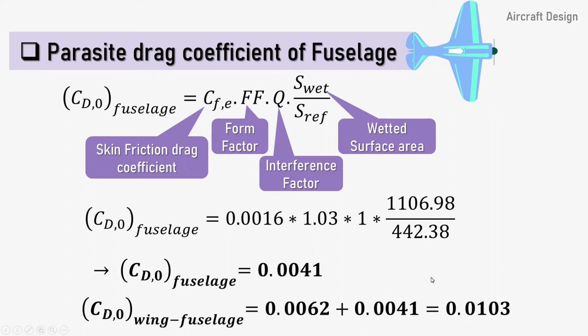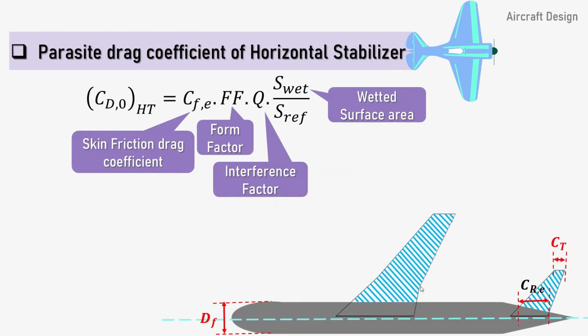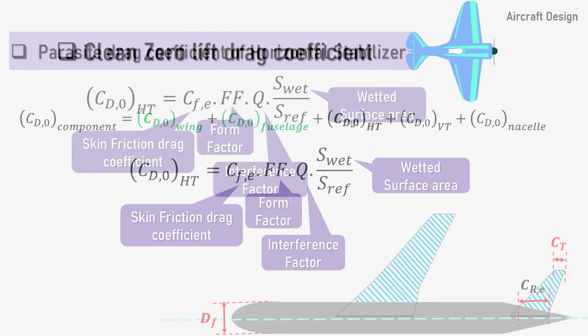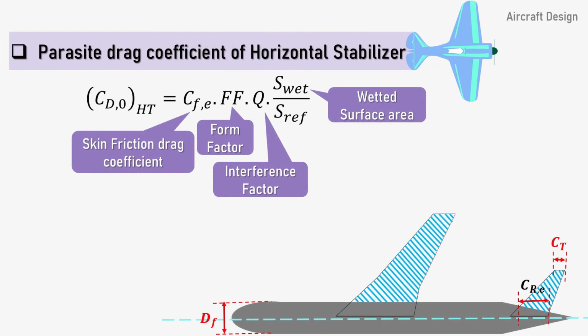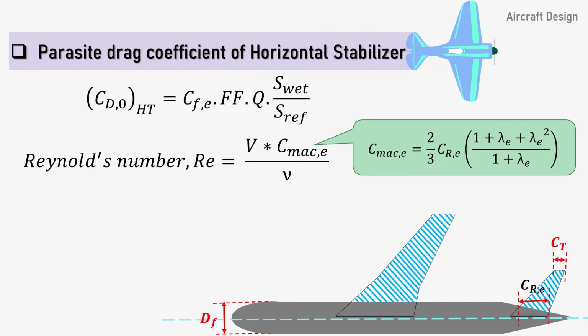Now moving to the next component, the empennage, which is a combination of the horizontal and the vertical stabilizer. If in case you don't have any vertical stabilizer, just ignore this factor, but if you have, then proceed with the following. Again same procedure, we need to find the skin friction drag. Okay, first find out the Reynolds number. Here you will find the Reynolds number using this characteristic length, which will be the mean aerodynamic chord of the horizontal tail.